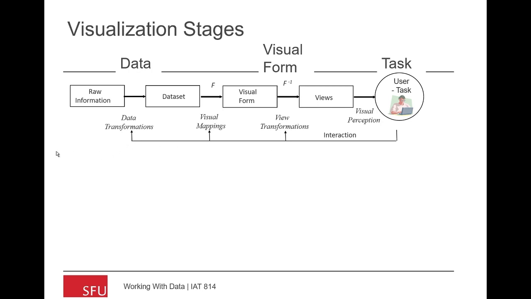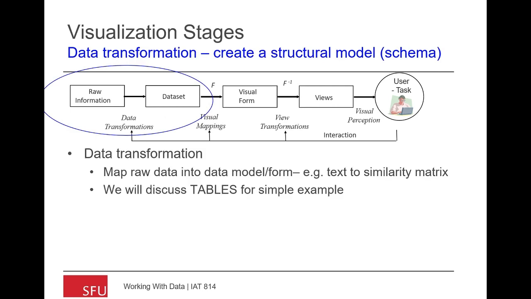So let's first talk about the first stage, in which raw information is transformed using data transformations into a data set. So that's right here. The first stage is data transformation. And what you do in data transformation is to create some kind of structural model as to what is going on in your data set. One other way of naming this thing is you'd like to create a schema.